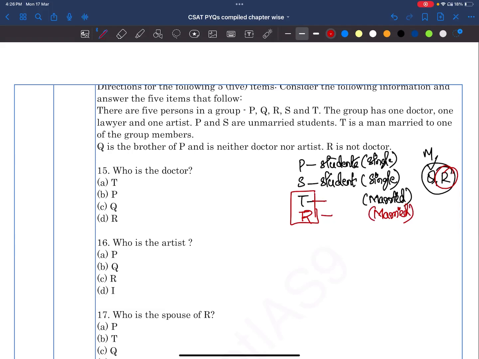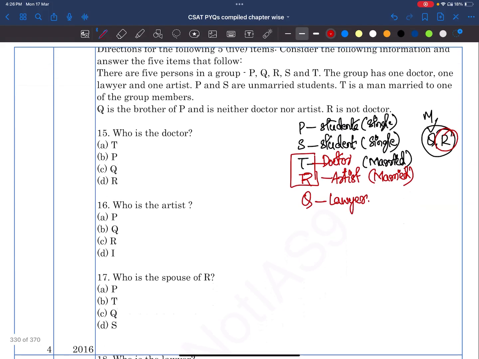Who is the brother of P? These both are brothers, and he is neither doctor nor artist. He is male, not doctor, not artist. That means Q is the lawyer. R is not doctor, so R is artist. So T will be doctor. Now, let's solve the questions. Who is doctor? Doctor is T.